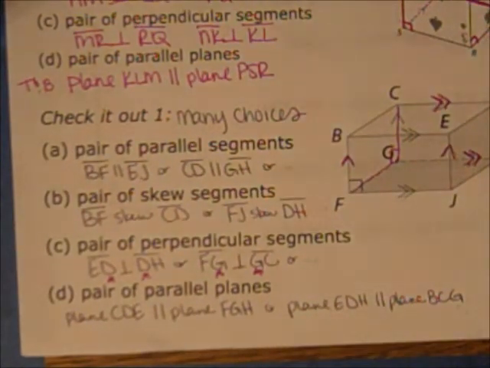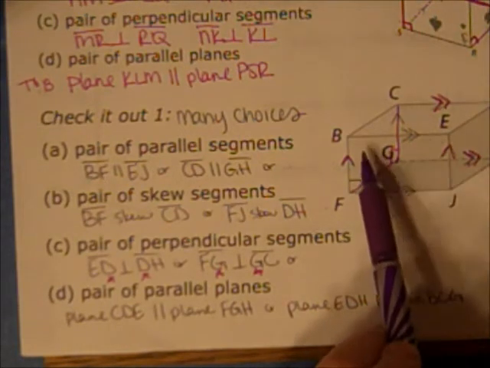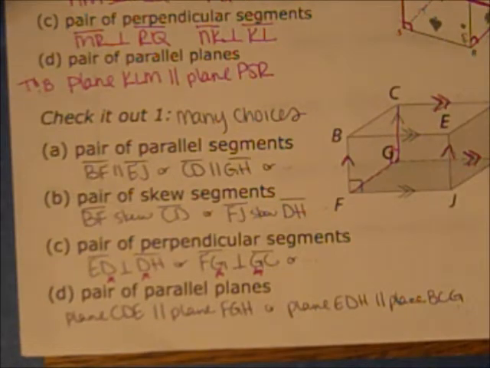Last one, parallel planes. I chose plane CDE, that's the top, with plane FGH, that's the bottom. Top and bottom are going to be parallel. And for another example, I chose EDH, that's the right, with BCG, that's the left. I could have just as easily done front and back as well. Good.